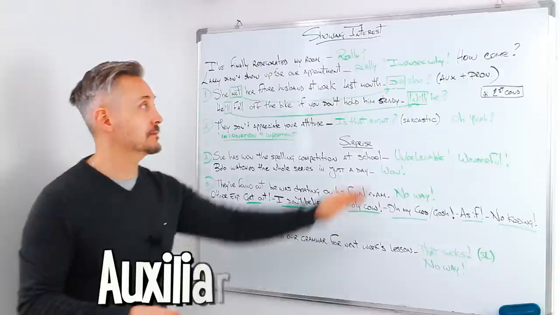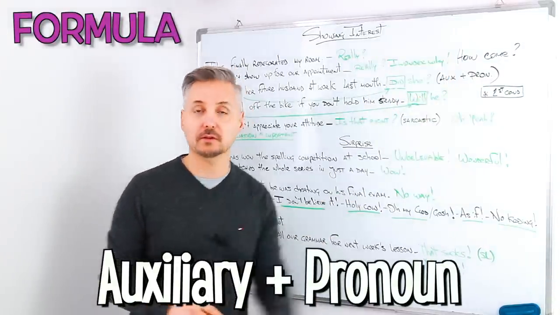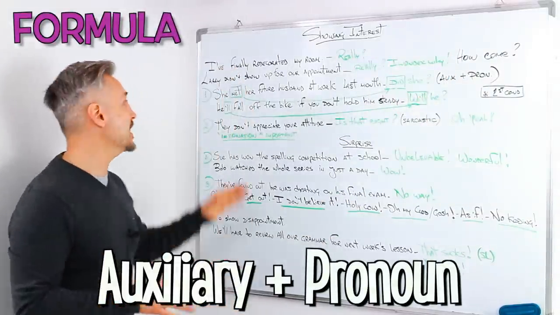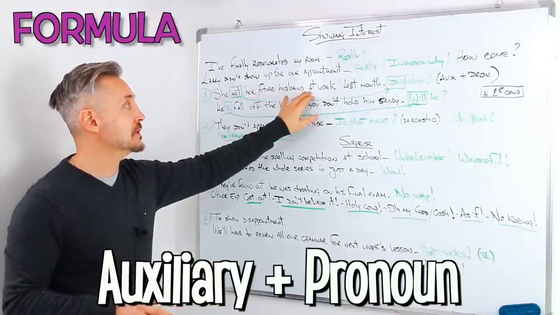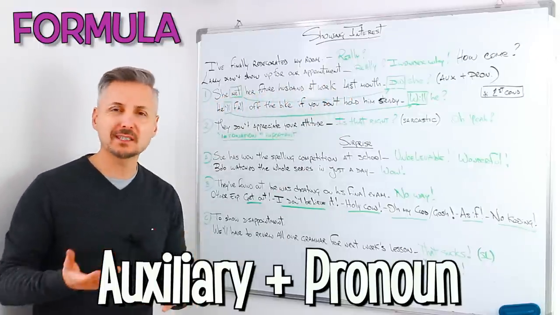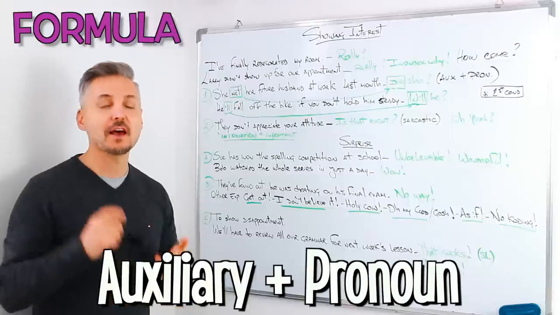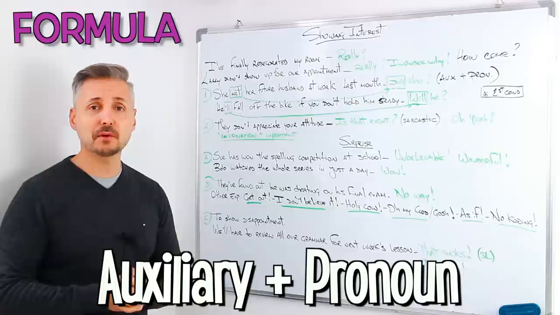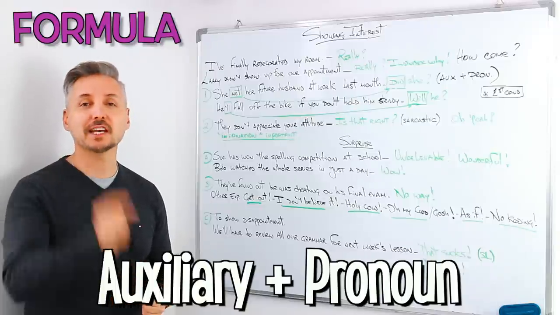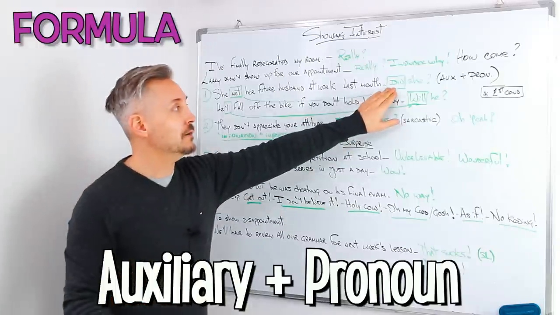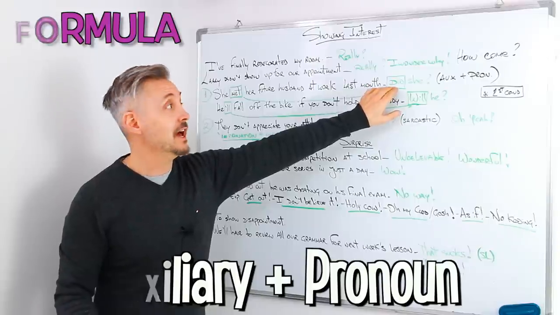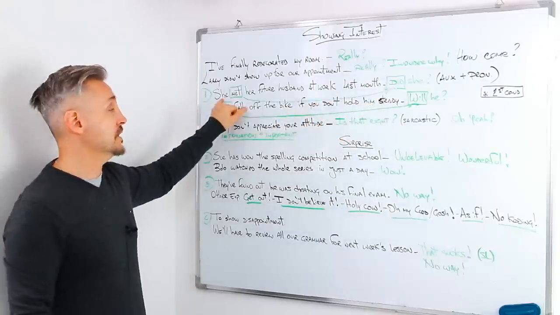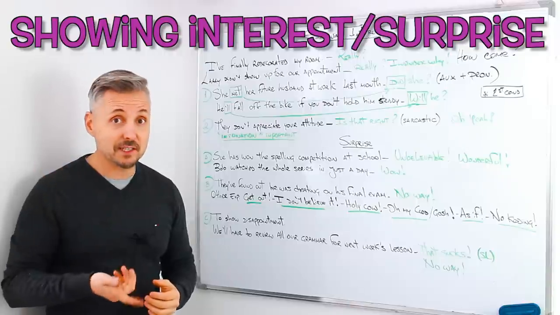In order to use this method, we need a formula. The formula is auxiliary plus pronoun. In this case, we said she met her future husband at work last month. What tense is this? Yes, that's right. Past simple. What's the auxiliary of the past simple? Yes, that's right. Did. So did would be the auxiliary, and then the pronoun, she.